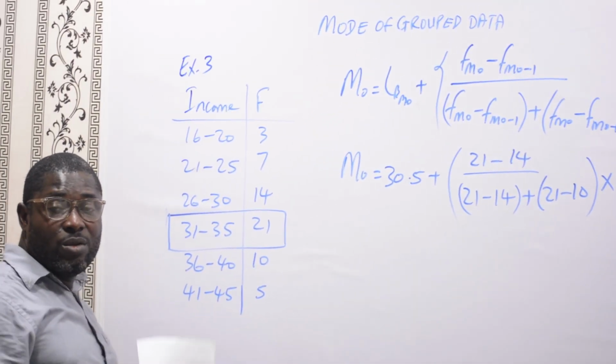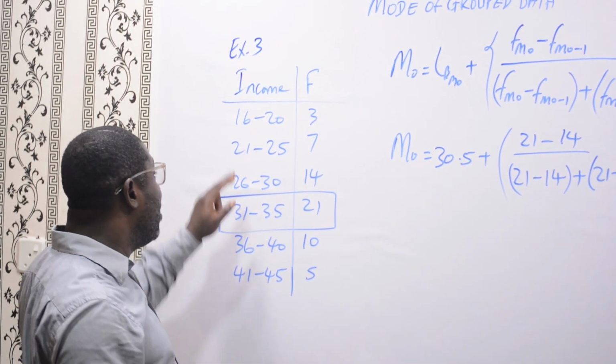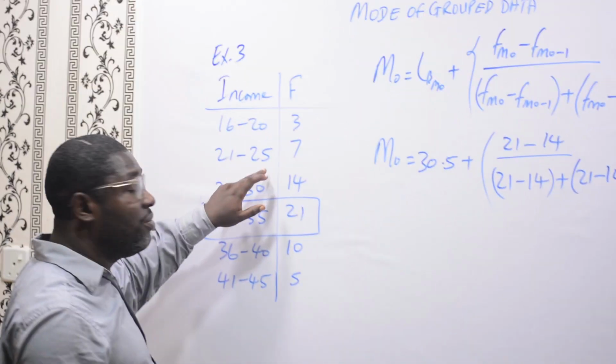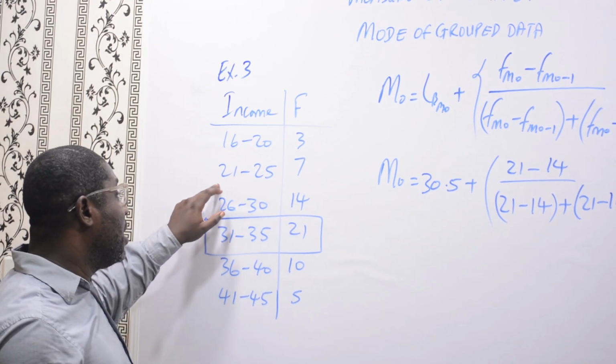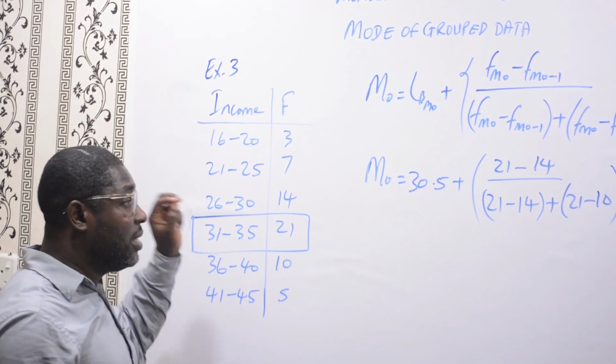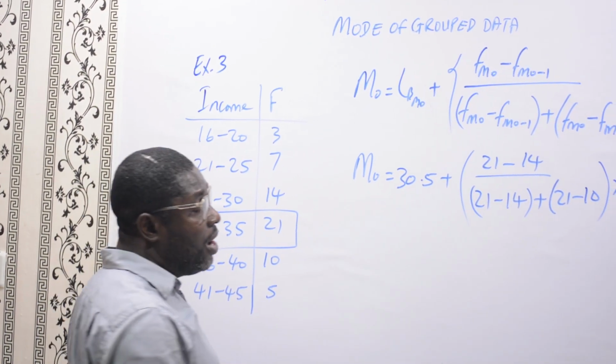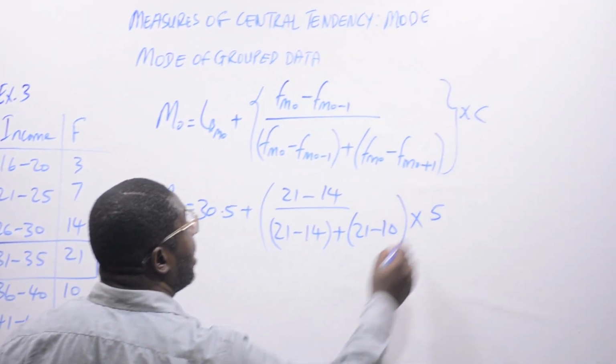Our class size is the number of elements in a class. So we have 16 to 20, 21 to 25. That tells us that our class size is 5. So we have 5 as the class size.